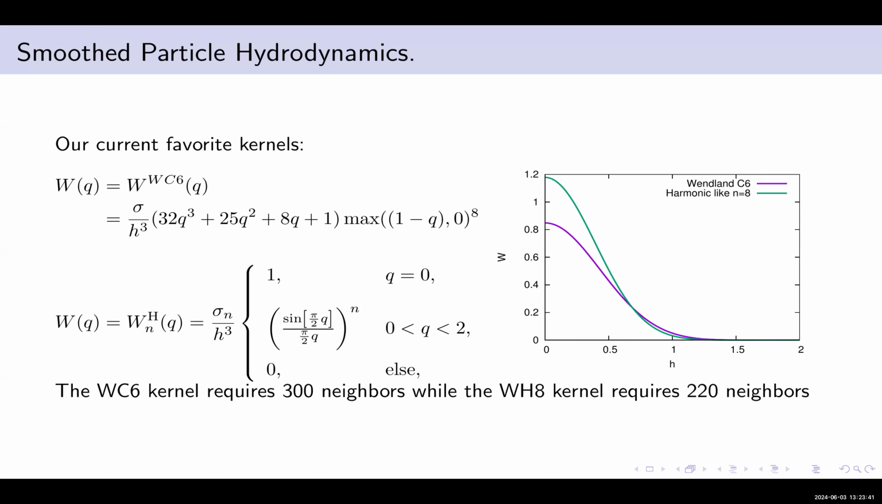I'm sorry, Q is the radius? Well, Q is the distance between the two particles in units of the smoothing length. Okay, so that would be the r_ab that I had in the previous slide.